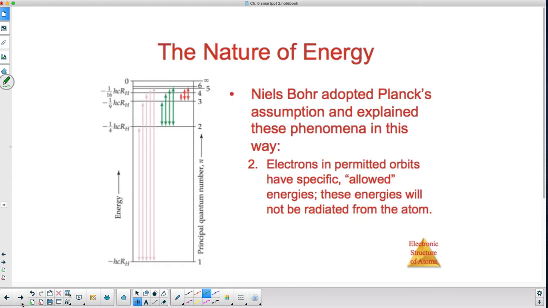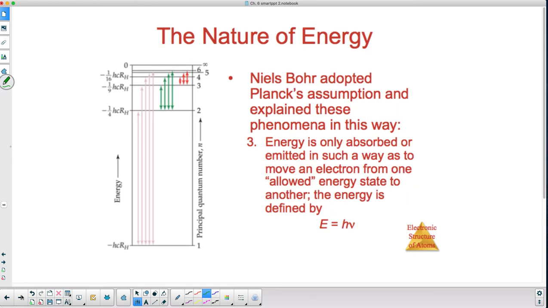So Niels Bohr adopted Planck's assumption and explained these phenomena in this way. He said electrons are permitted orbits, or specific allowed energies. These energies will not be radiated from the atom. So that's just Bohr talk. Don't worry about that. Basically what he said is the energy is absorbed or emitted in such a way as to move the electron from one allowed energy state to another.